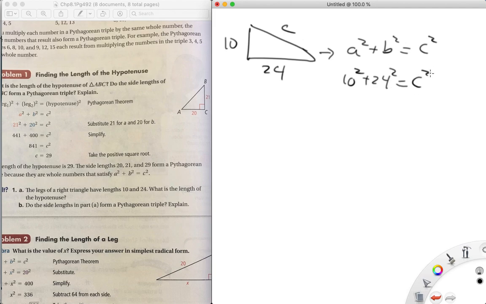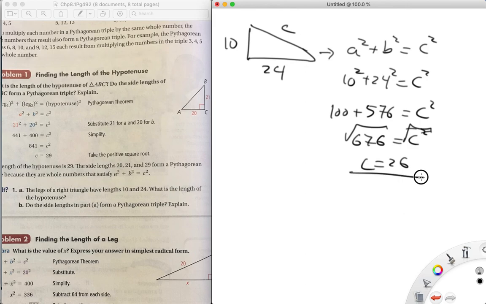Well, 10 squared is 100. 24 squared is 576. So this is going to be 676 equals c squared. I'm going to square root both sides because I want the square to go away. And the square root of 676 is 26. So the hypotenuse is 26.